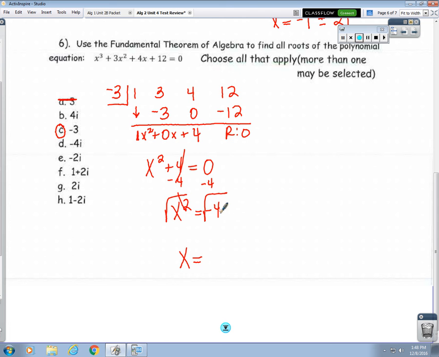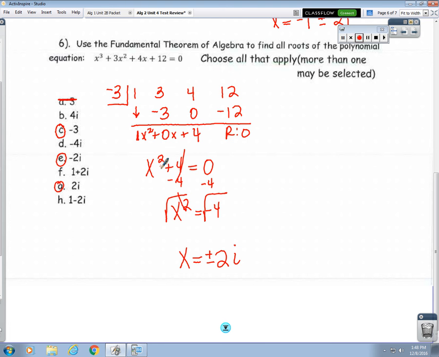And so x equals the square root of 4, which is 2. But since it was negative, it's an i. And we always put plus or minus. So a positive 2i and a negative 2i. And then you could have plugged those 3 in to see that they equaled 0. Does everybody understand what I mean when I say plug them in?